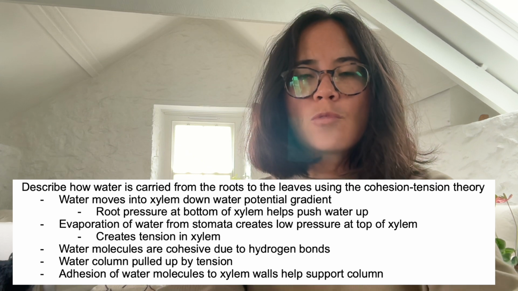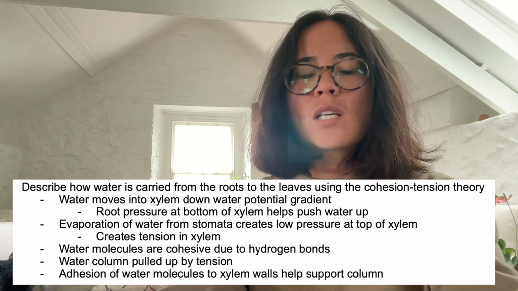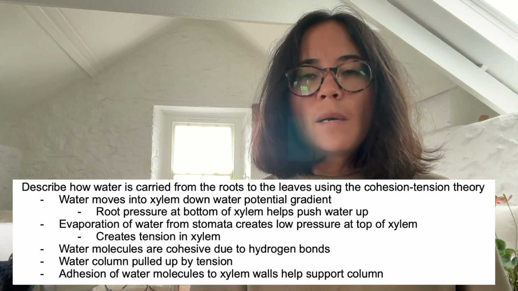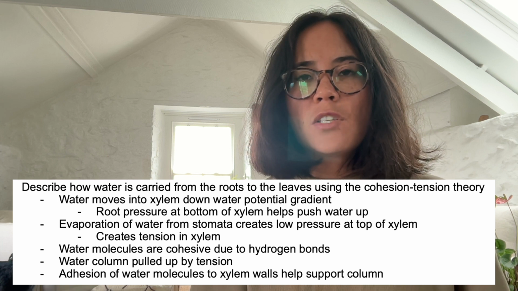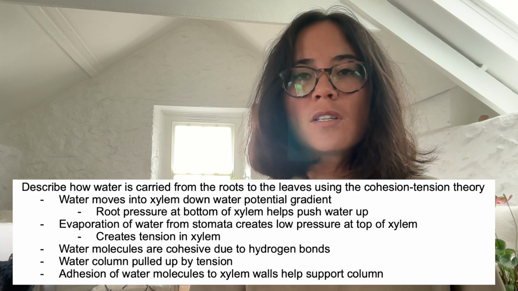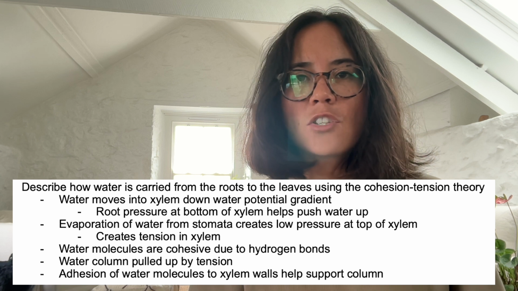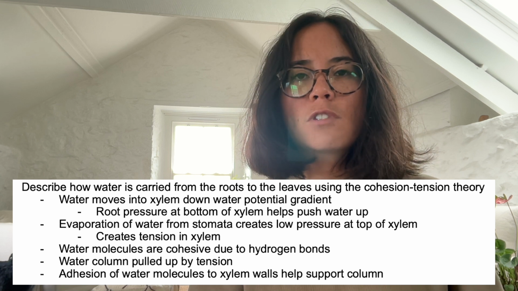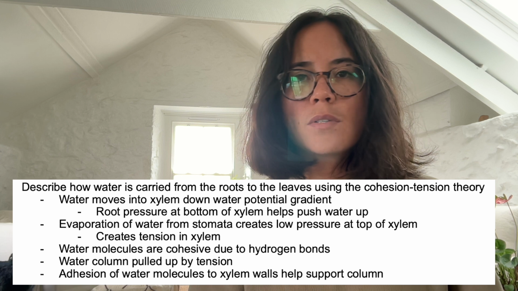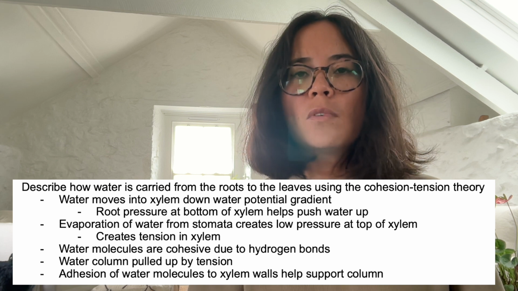Remember that root pressure is brought about by the active movement of mineral ions into the xylem, which causes a lowering of water potential. If you think about the top of the xylem now, transpiration that occurs at the leaves creates low pressure at the top of the xylem, so you have a difference in pressure at the top and the bottom of the xylem, therefore creating tension. As we keep saying, the water molecules are attracted to each other due to hydrogen bonds, and that continuous column of water is pulled up the xylem by this tension. An adhesion of water molecules to the walls of the xylem helps support the column of water further.